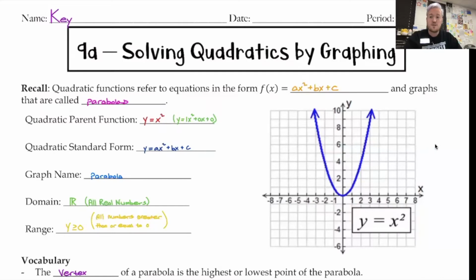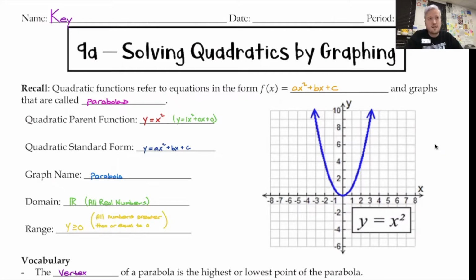Hi, everyone. All right, so this is starting Unit 9. So 9A is just going to be about solving quadratics by graphing. A lot of 9A is really similar to the quadratics that we've already done in Unit A. It's really just expanding on what we've already done and emphasizing certain parts more than others.